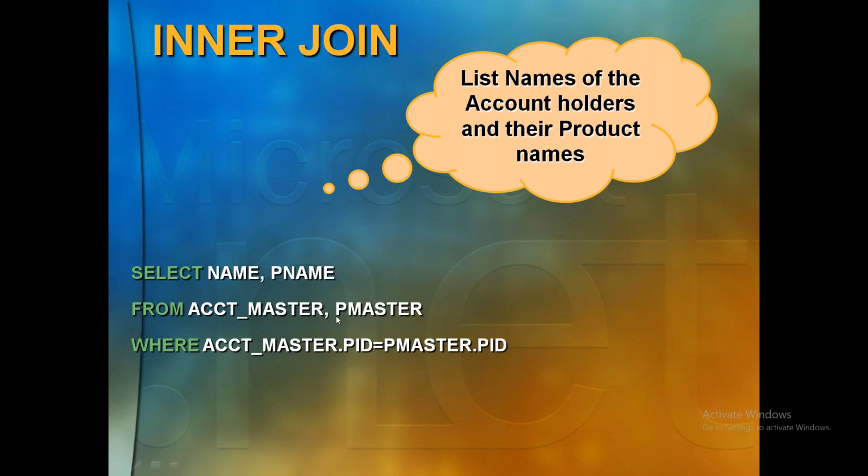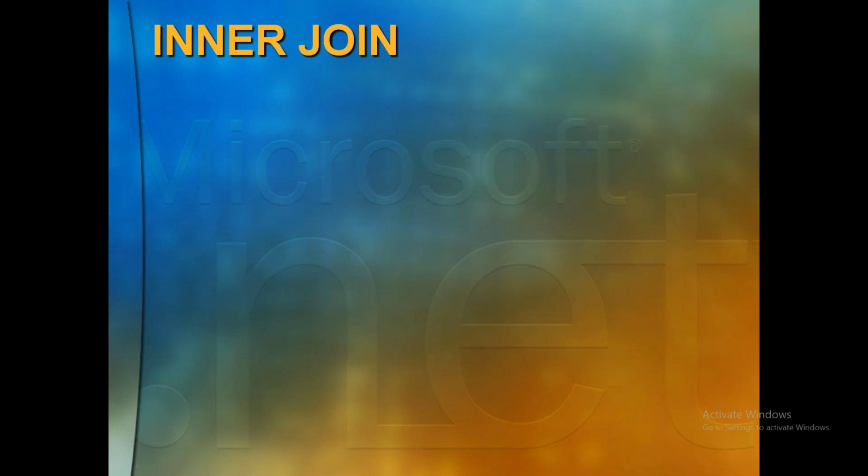So I have used an old syntax, 1970s syntax, with a comma, and then where account master dot product ID is equivalent to P master dot product ID. Am I clear? So this is the query.